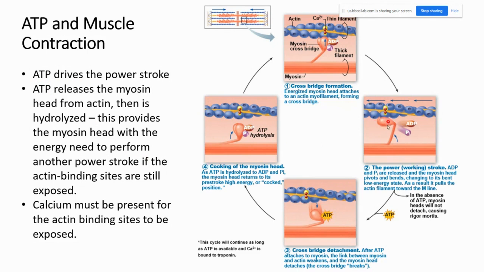It's stuck. It's not until ATP binds to the myosin head that releases it. Right? So ATP drives the process, but ATP also allows the myosin head to be removed from actin. Right? So there's the two roles of ATP. We need ATP for energy and also to release the head from actin.